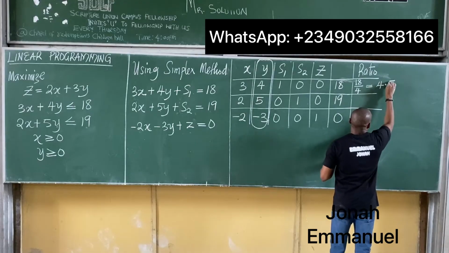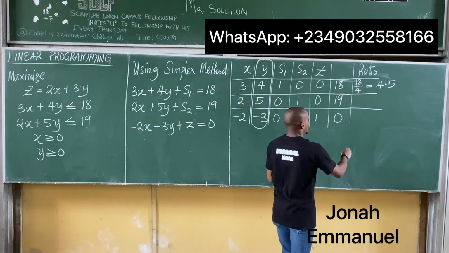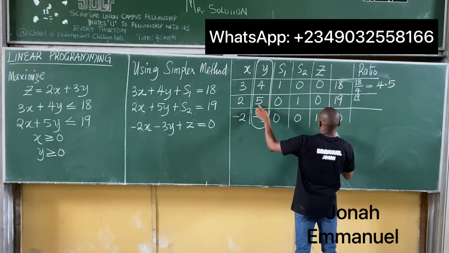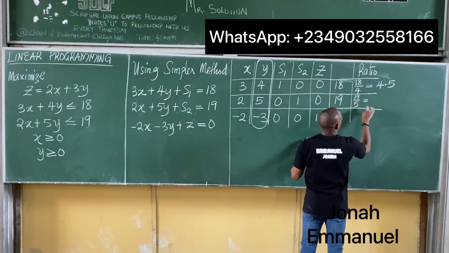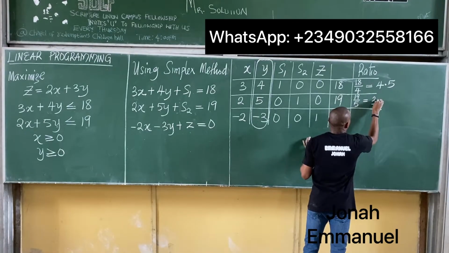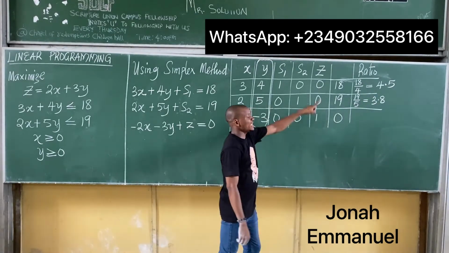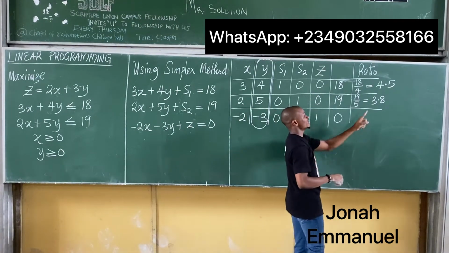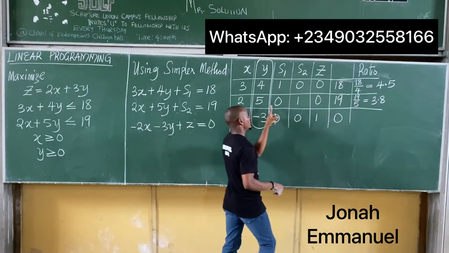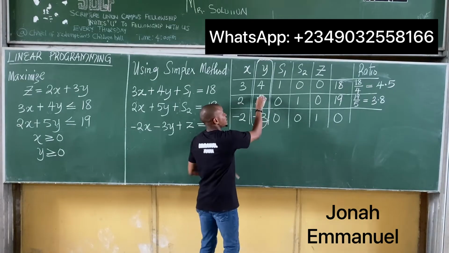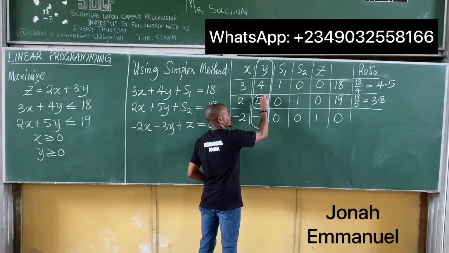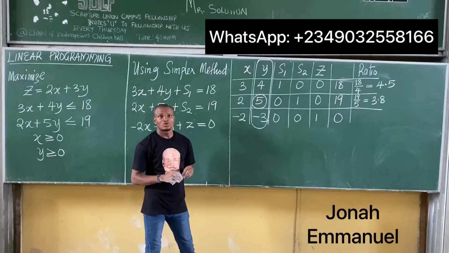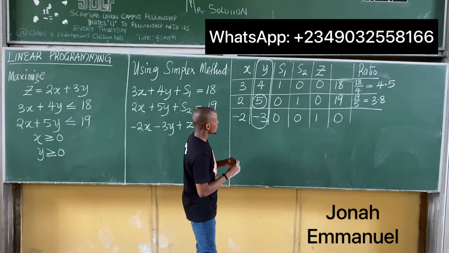4.5. Your next task, repeat the same process. I have 19, so it becomes 19 over 5. What do you have there? 3.8. From these values here, look out for the smallest value. My smallest value is this one here, which comes from this row. So hence, this one becomes the pivot element. So see where we get the pivot element.